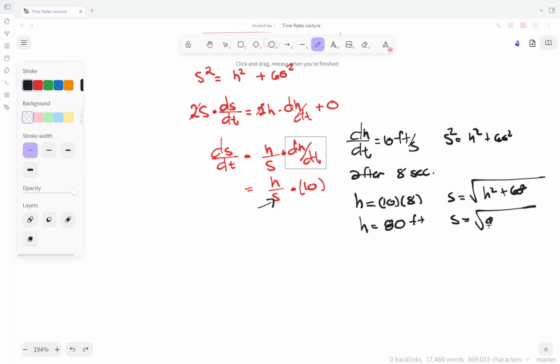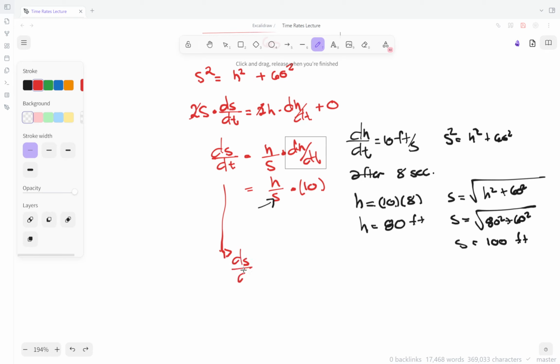So now, here I got 80 squared plus 60 squared. And maybe we could find the value of s from that. What do you think the value of s is? Well, if you take the square root of 80 squared plus 60 squared, that gives us the answer of 100 feet. So now we got these values, which allows us to finally solve for our rate, which is the separation rate after 8 seconds.